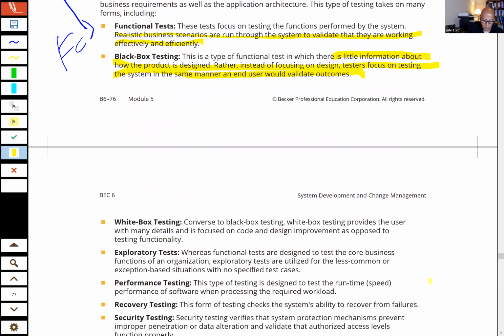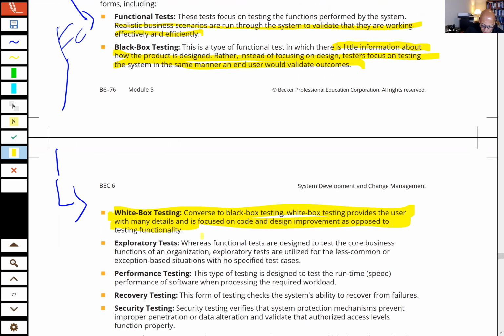Now, you could have white box testing, okay? And with white box testing, and guys, this is one big flashcard of the different types of tests. We will now provide the user with many details and is focused on code and design improvement as opposed to testing functionality. So we let them know about the system and ask them to work with it and see if they're able to navigate their way through.